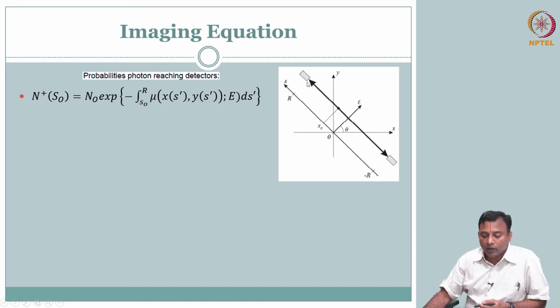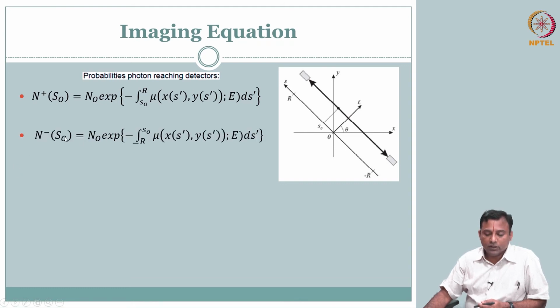What should happen? Then, what is the probability that it is hitting on the other side? Very similar, N minus of S0 is a similar thing; only notice that your limits are slightly different. Here, instead of S0 to R, we have written it from R to S0. It does not really matter, this is along the line, so the gradient takes care of it. If you write it as minus R, then it will work out to be very similar. So, essentially what you are detecting here has come through this line integral, and what you are detecting here has come through this line integral. That is what these two are saying.